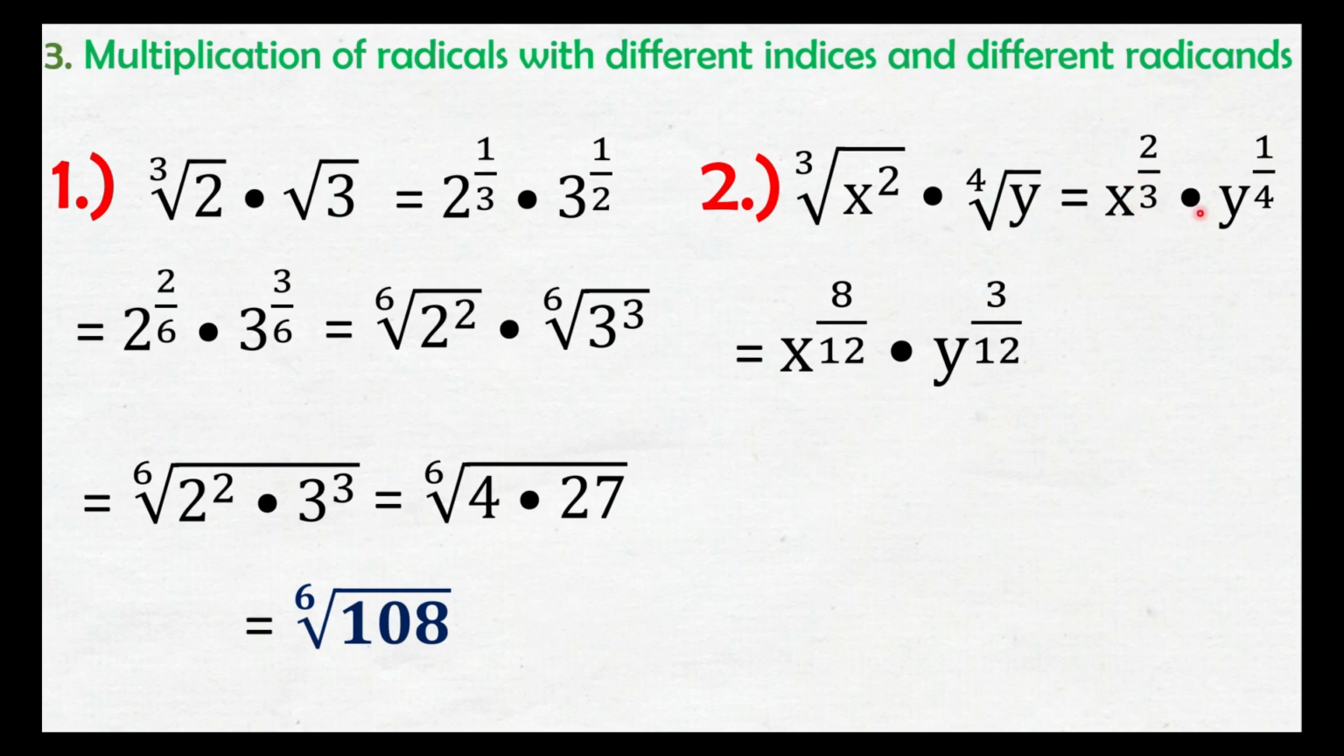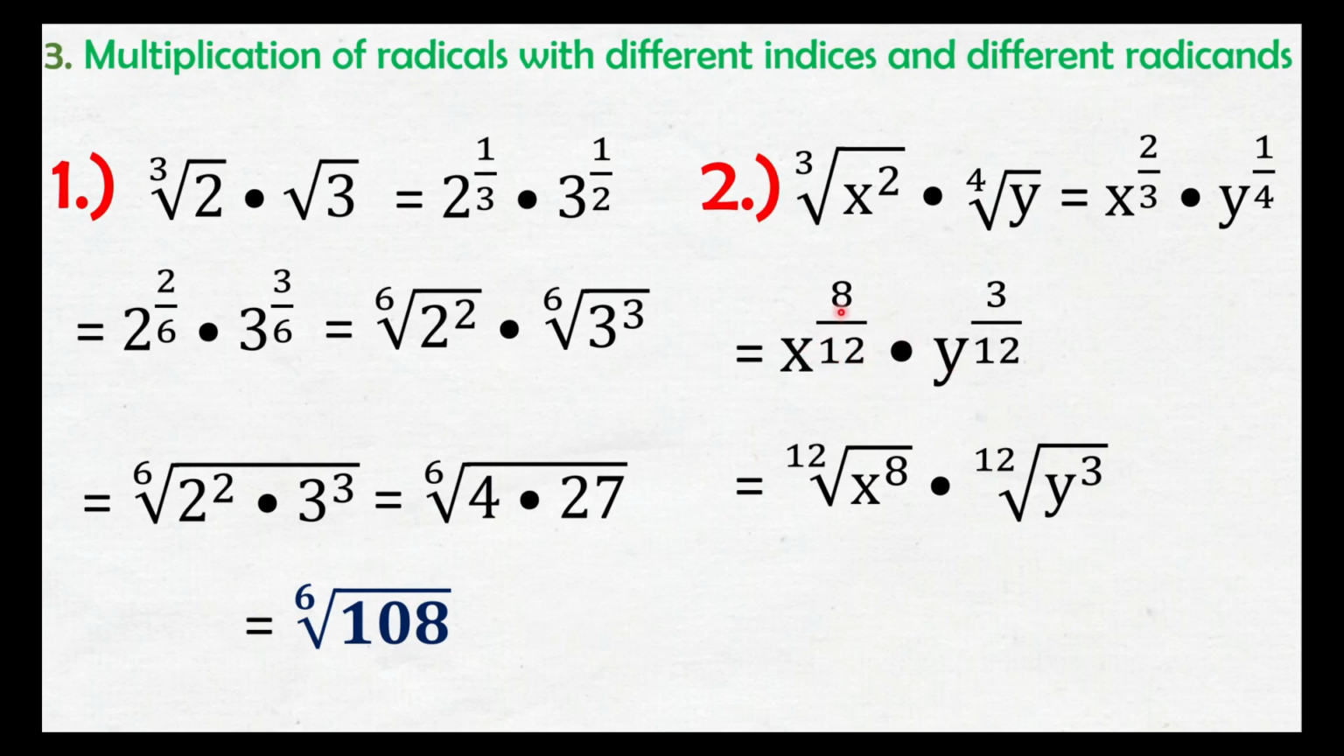So, yung LCD natin that is 12. So si 2 over 3 gagawin natin as 8 over 12 at si 1 over 4 gagawin natin 3 over 12. LCD is 12. So 12 divided by 3 times yung numerator na 2, makuha natin 8. 12 divided by 4 times yung numerator na 1, makuha natin ay 3. And then, since magkapares na yung denominator nila, i-rewrite natin as radical form nila, pabalik.